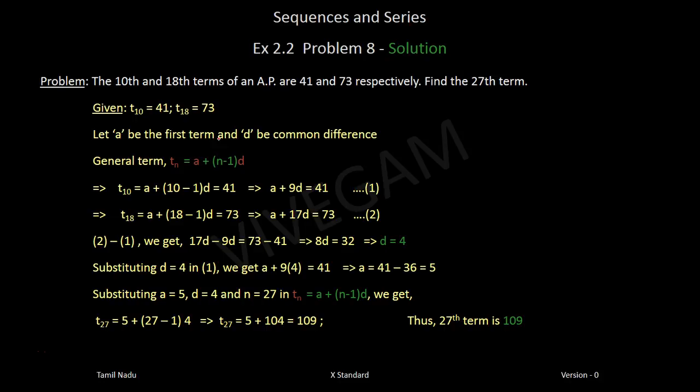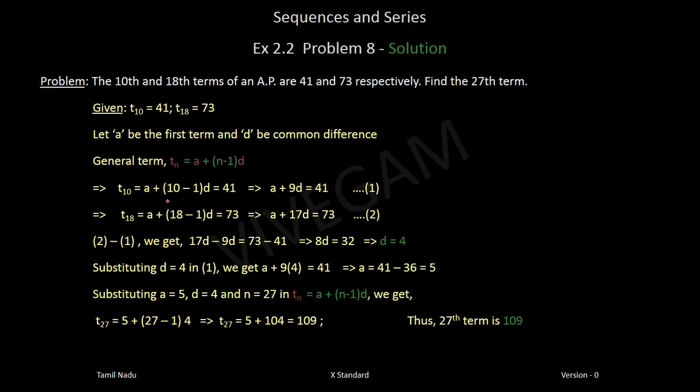Okay, now this is the solution. What is given? T10 equal to 41 and T18 equal to 73. So let A be the first term, D be the common difference. The general term is given by Tn equal to A plus (n minus 1) D. Okay, so what will happen?